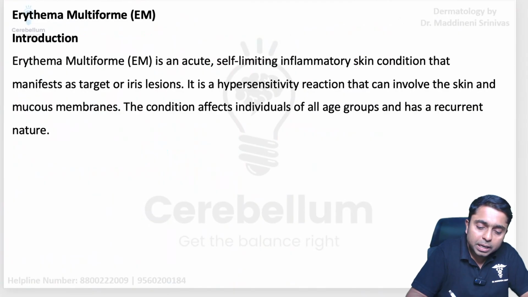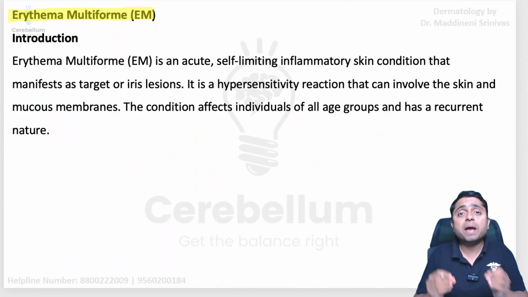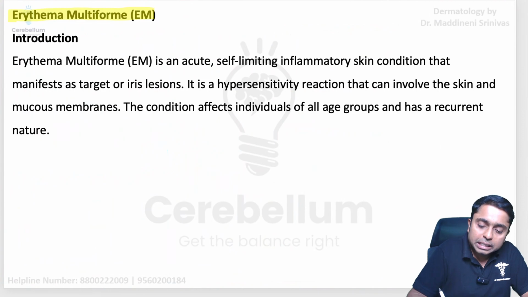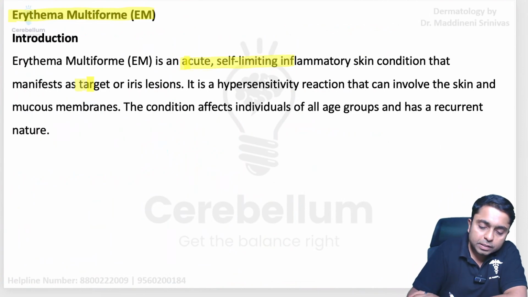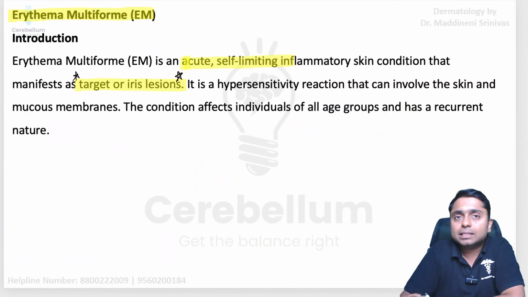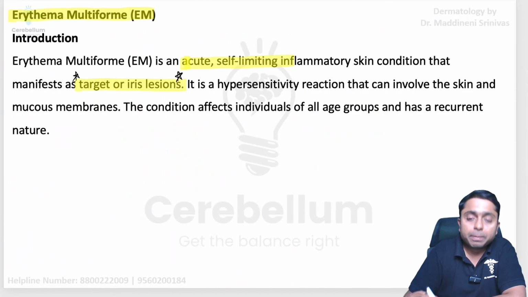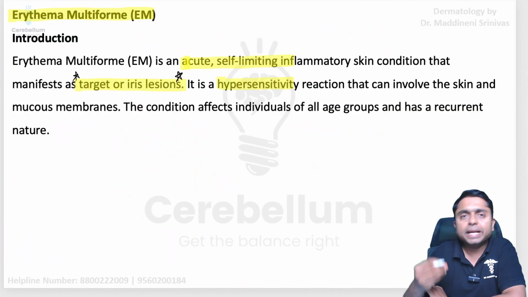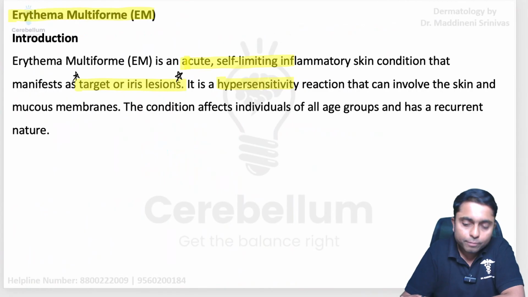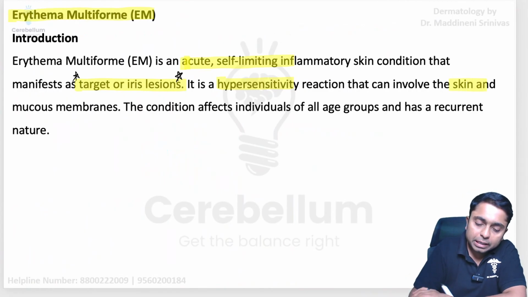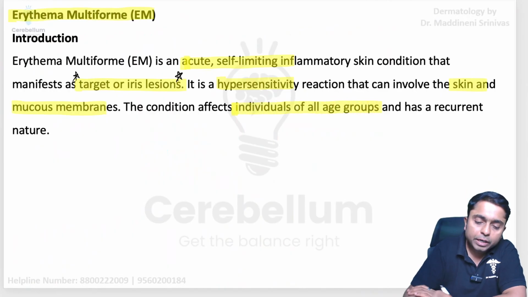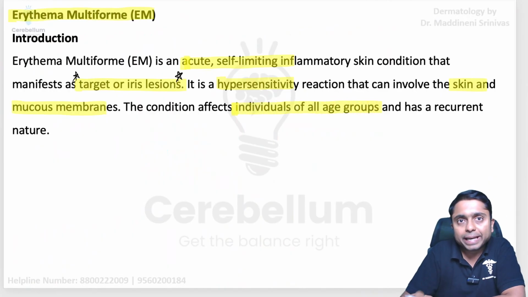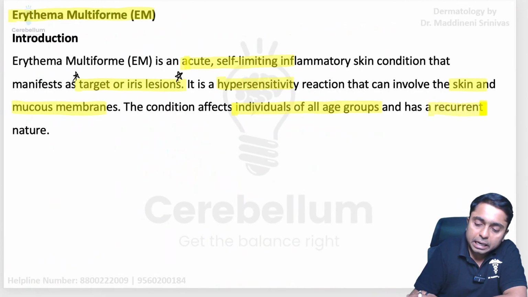It is Erythema multiforme, which is in short written as EMF. Students, it is an acute self-limiting inflammatory skin condition that manifests as, very important buzzword you need to remember, target lesions or iris lesions. Basically, EMF is a hypersensitivity reaction that is mediated by the CD8 plus T lymphocytes, which is going to affect the skin and also the mucosa. The condition can affect individuals of all the age groups. There is no age restriction and it has a recurrent nature.